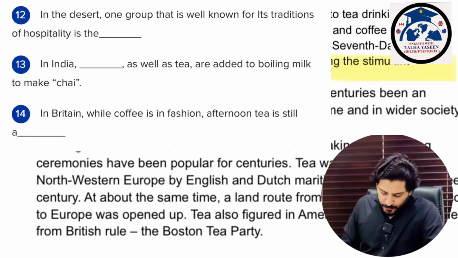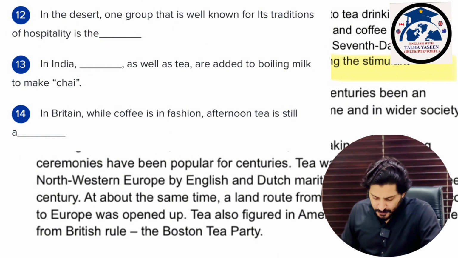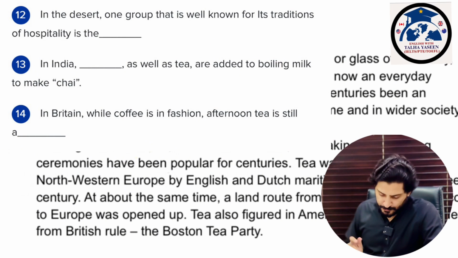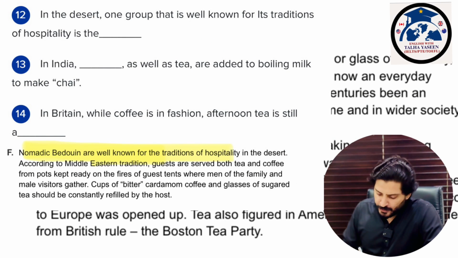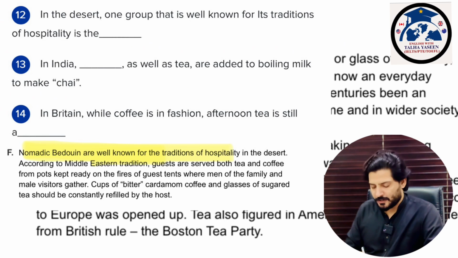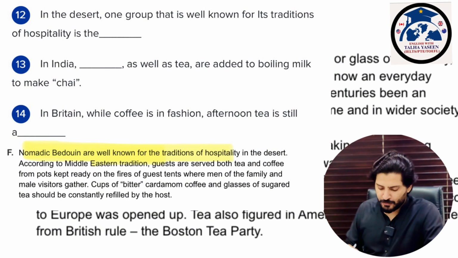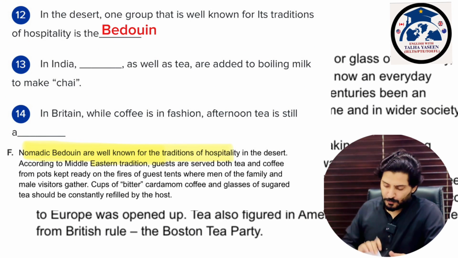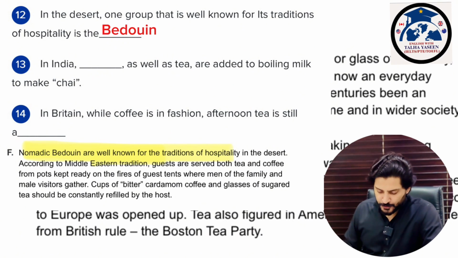Let's read question 12. In the desert, one group that is well known for its tradition of hospitality is the dash. Let's read paragraph F. Nomadic Bedouin are well known for the tradition of hospitality in the desert. The first line of passage F is your answer. What will we write in the blank? Bedouin or nomadic Bedouin? Both will be right options.